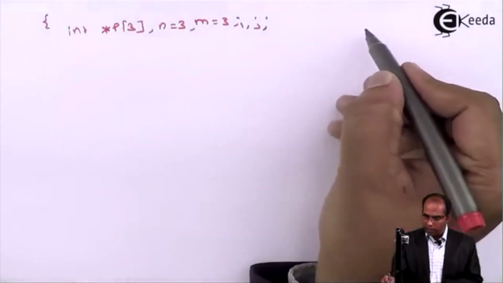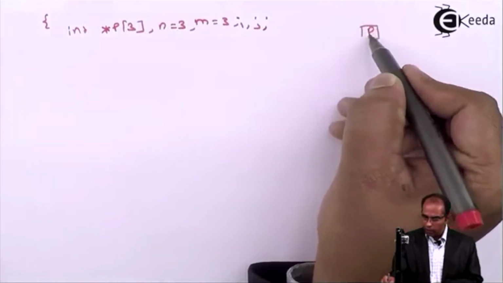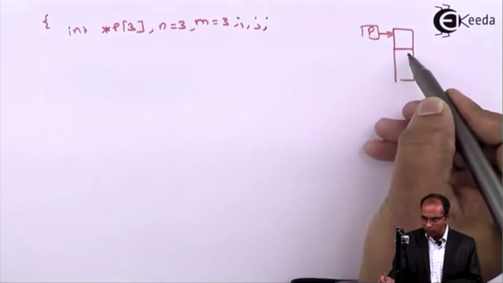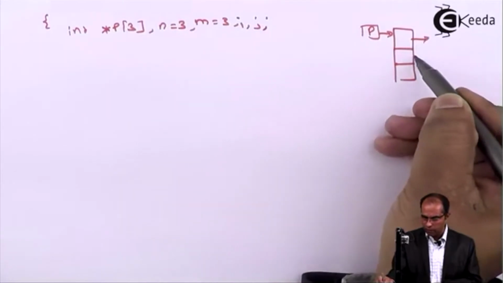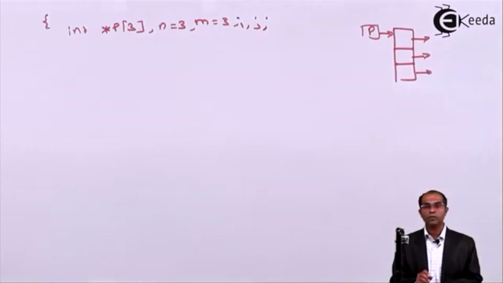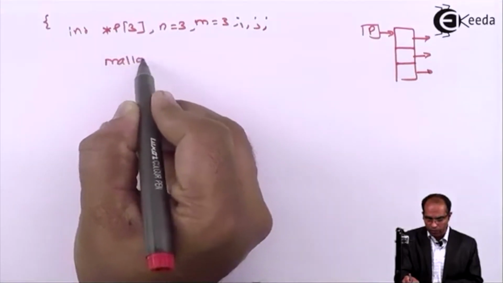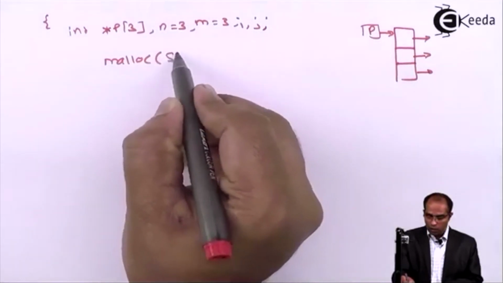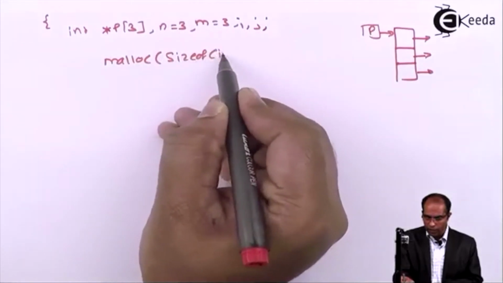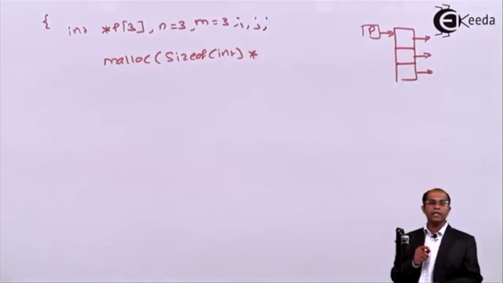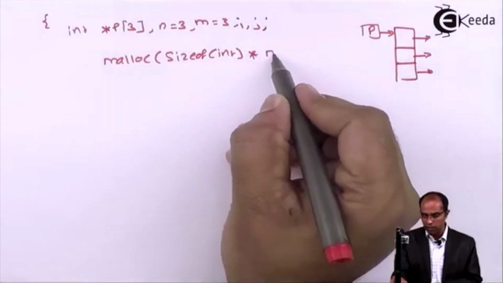So when I say this, your p is now an array of pointers. So an array of 3 pointers. I'll draw these 3 pointers. Now what I need to do is store these values. So to store the values, I'll use malloc. As usual, I'll say sizeof(int) multiplied by how many columns you need in every row. I'll say n columns, so I'll say n.